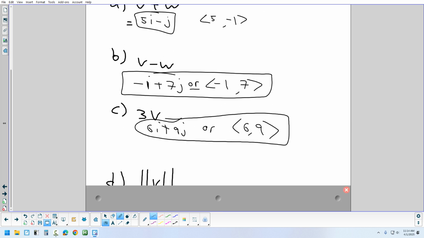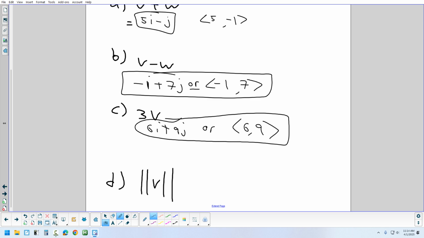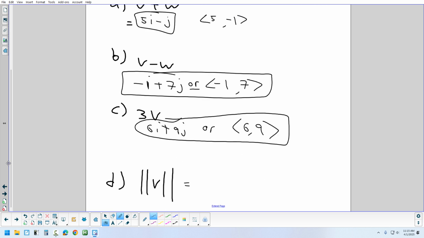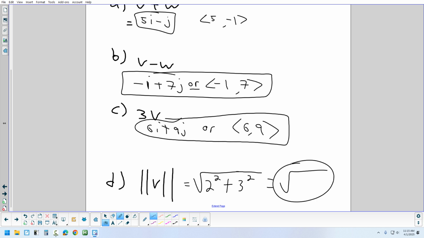All right, and this one. Magnitude of v. Okay, what's going to be the calculation or expression that I set up to find the magnitude of v? Yeah. The square root of x1 squared plus y1 squared. Okay. And for v, what would you fill in for those 2 variables? You would fill in 2 squared plus 3 squared. And we're just going to leave this as an exact answer. And what would that give me?